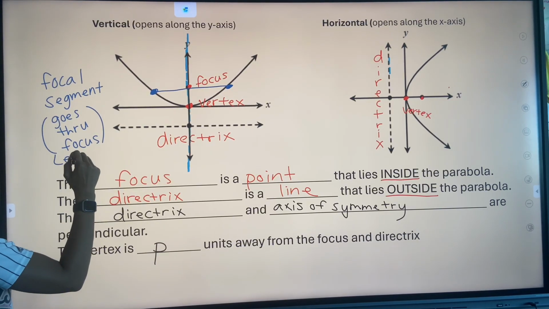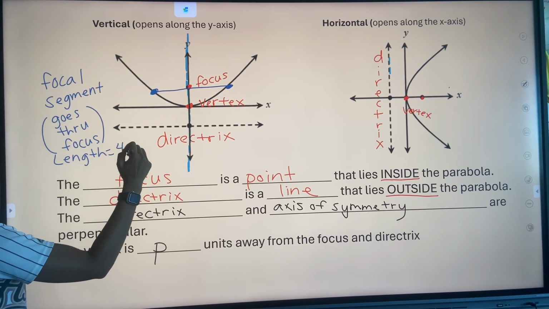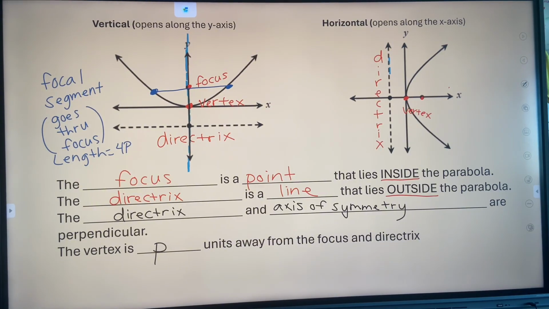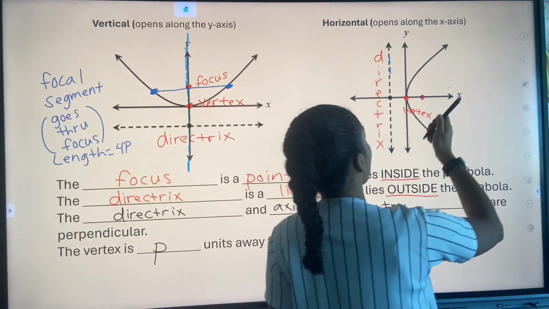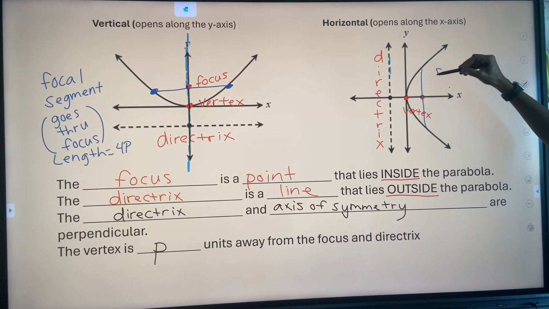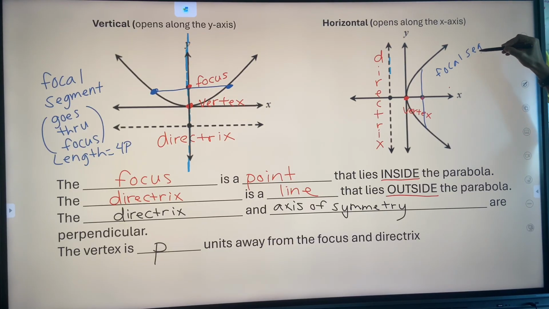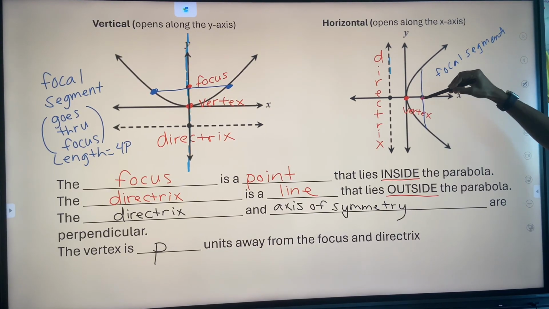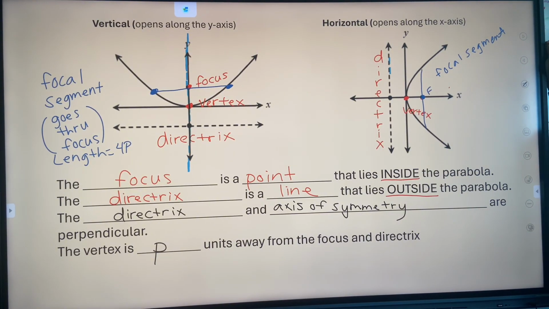The length of the focal segment is 4p. If I were to draw it here, you go from one end of the parabola to the other end of the parabola. This is called the focal segment, and it must pass through the focus. This is your focus right here. And to find the length of this segment, it is 4 times the p-value.